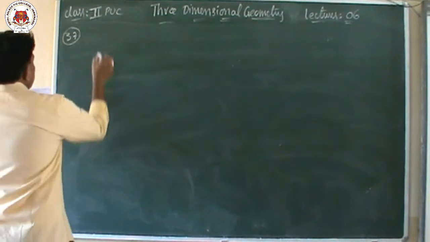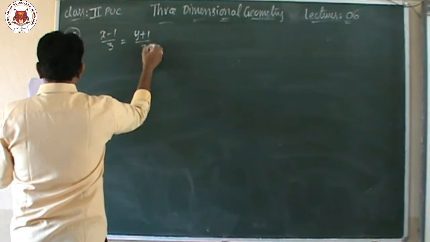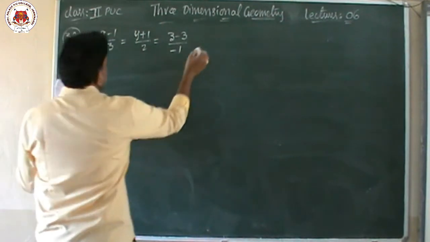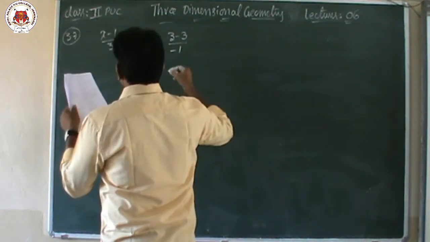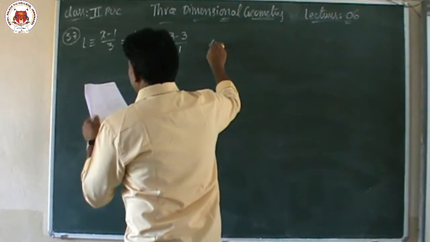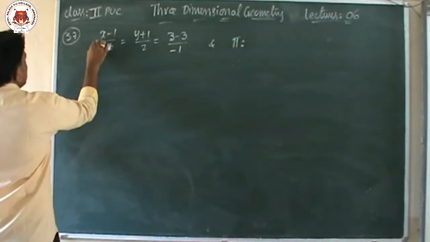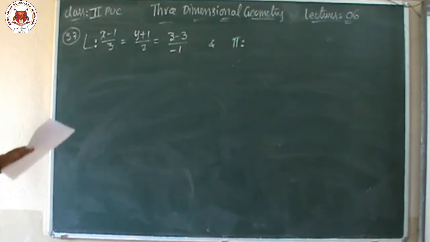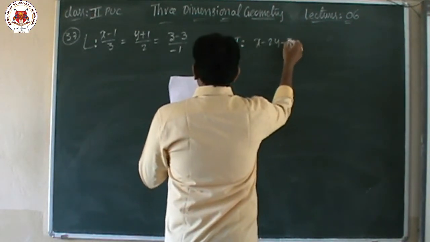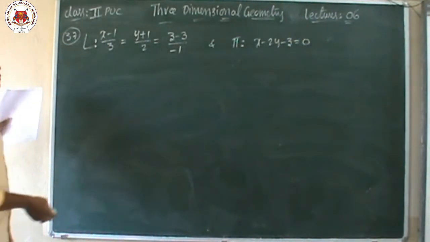One line is given, (x minus 1)/3 equal to (y plus 1)/2 equal to (z minus 3)/(minus 1). This line is indicated by L. And one plane is also given. So the given one is the line, indicated by the letter L, and this is the plane: x minus 2y minus z equal to 0. He is asking, which of the following is true?